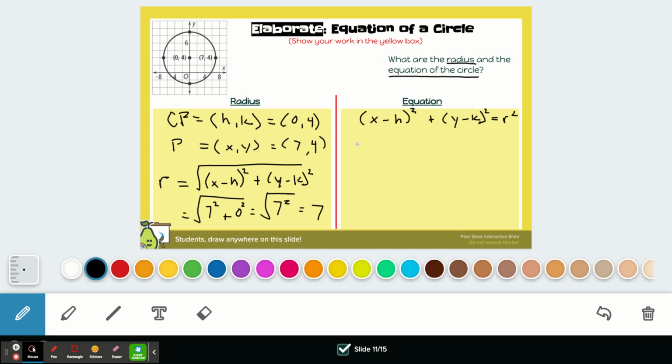So when I write this equation, I'm going to use my center point, which is my h and k. My h is 0, right? My k is 4, right? r squared would end up being 49 because 7 squared is 49. Well, when I see this, I know I can rewrite this as x squared plus (y minus 4) squared equal to 49, right?